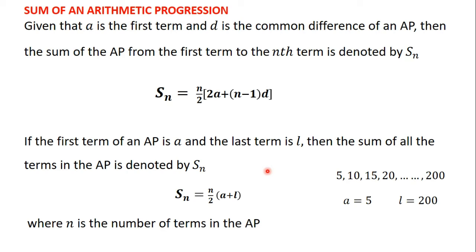So when finding the sum of the terms in an AP, we can use either one of these formulas. We use the first one when you have the first term and the common difference of the AP. And we use the second one when you have the first term and the last term of the AP.